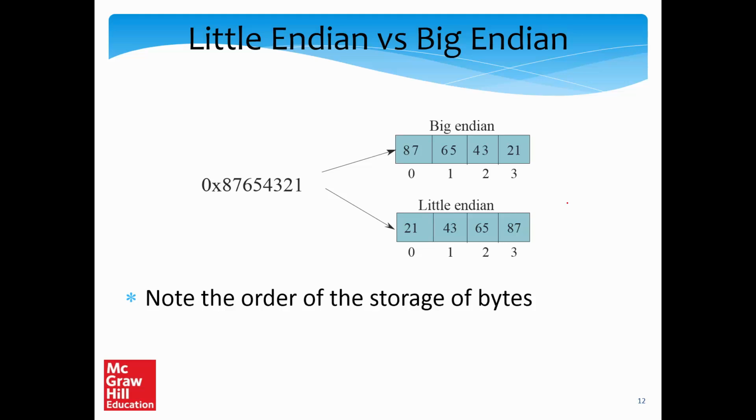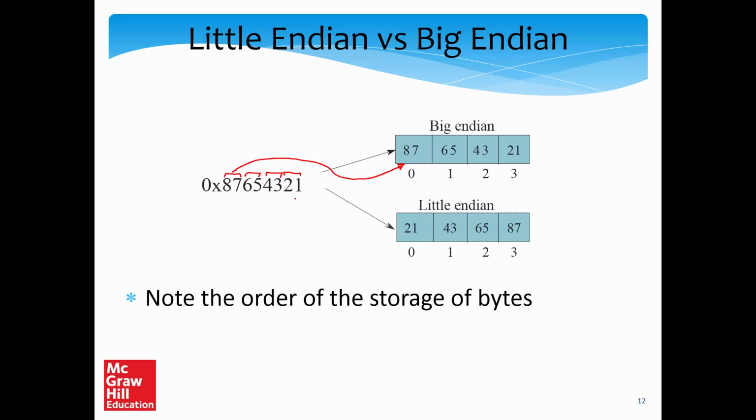Let's consider an integer of this form that actually contains 4 bytes. It's in a hex notation. One digit is 4 bits, so as a result, 2 digits is 1 byte. So this is the first byte, second byte, third and fourth. In the big endian notation, the way that we actually store it is that the most significant byte, the MSB, is stored in the lowest or the smallest memory location. So first we store 87, then we store 65, then 43 and then 21.